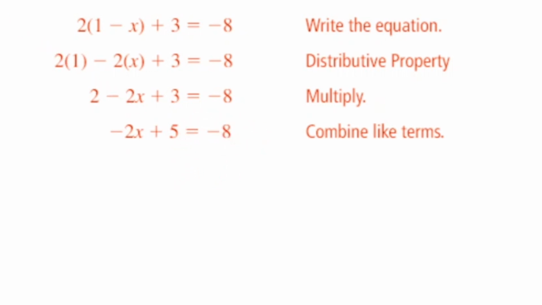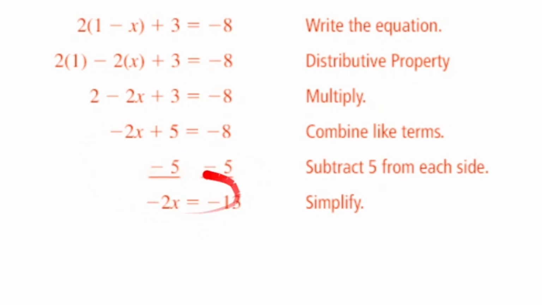Now we need to eliminate the numbers or variables. From here we can apply the two-step equation strategy. Subtract both sides by 5. So if you subtract both sides by 5, we have negative 2x equals negative 13. Remember, negative 8 subtract 5 is negative 13.